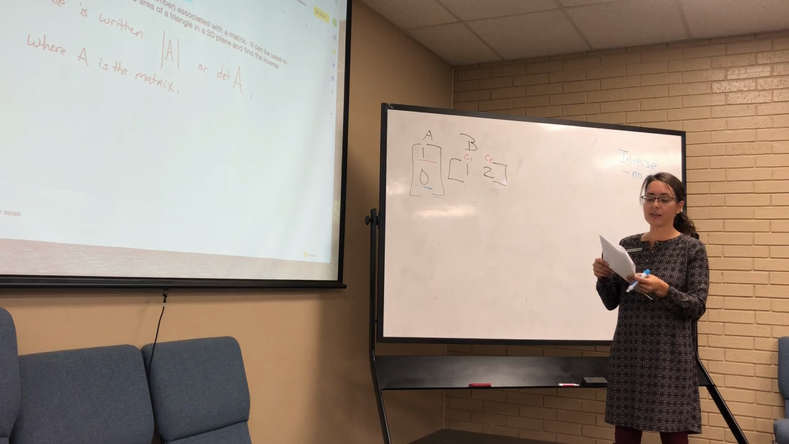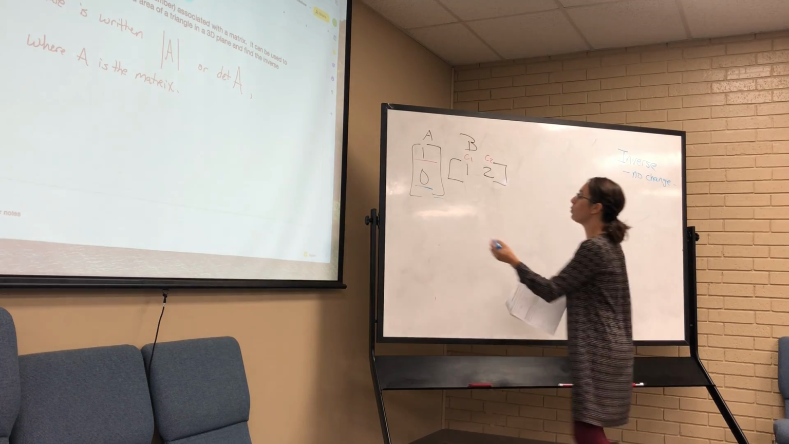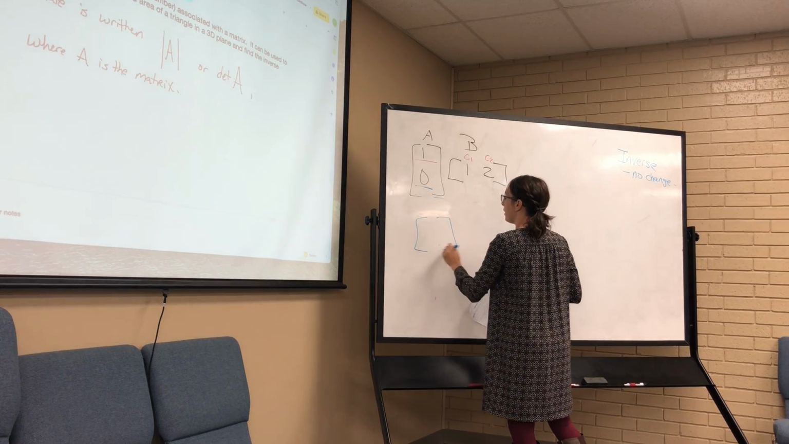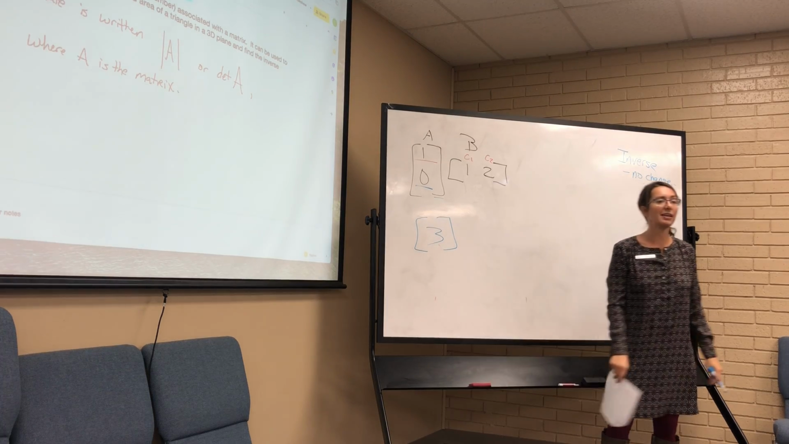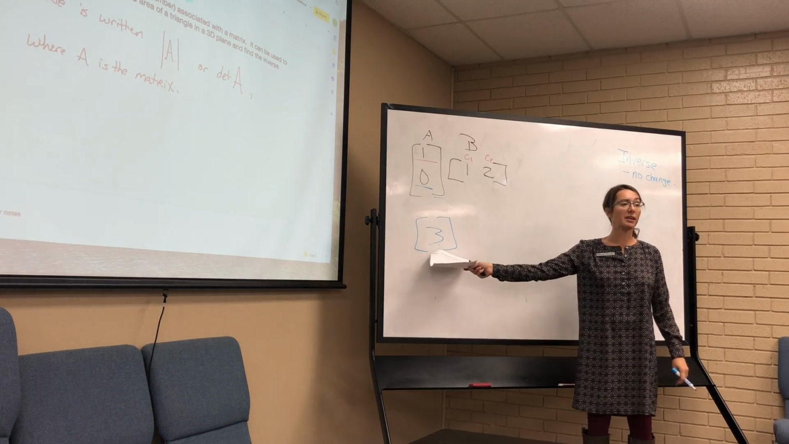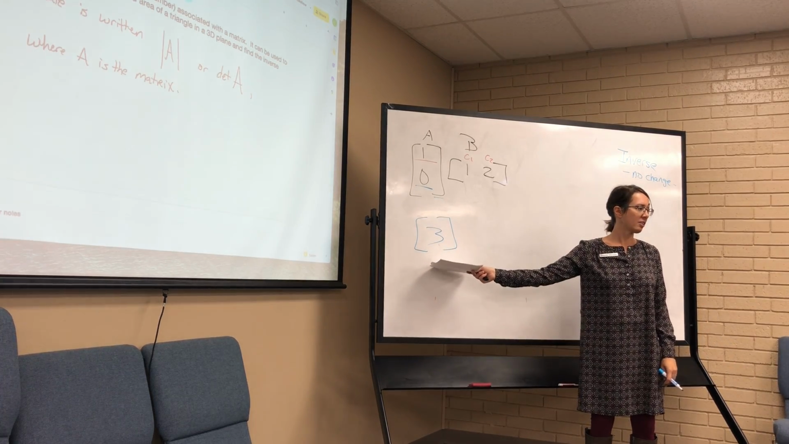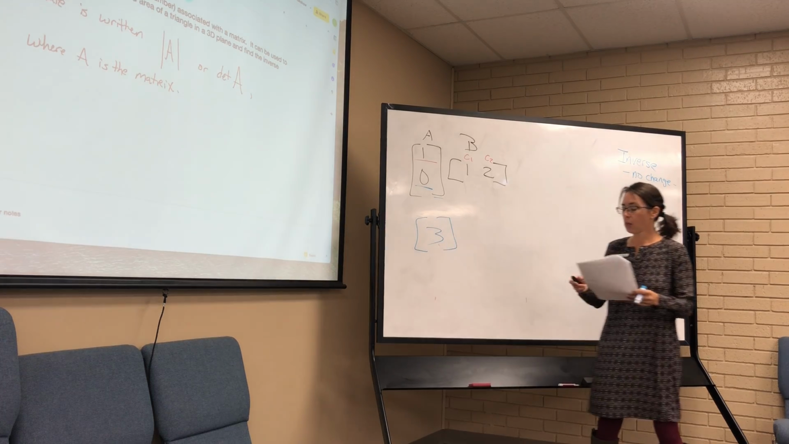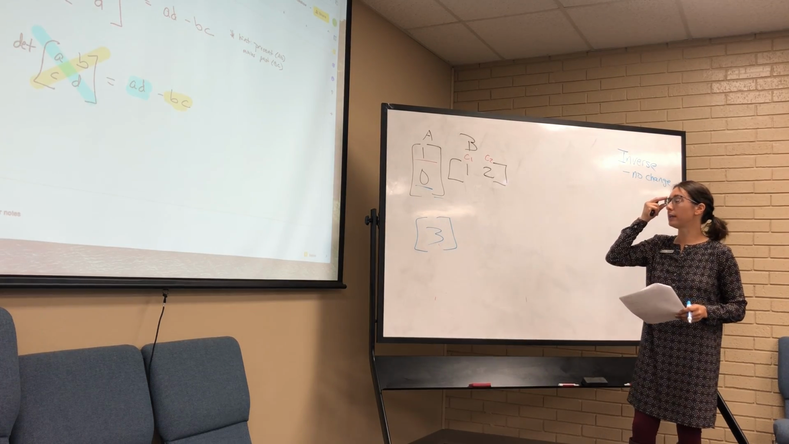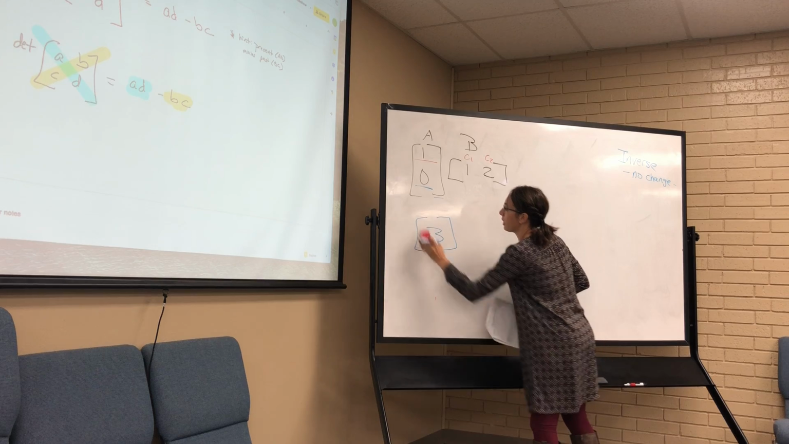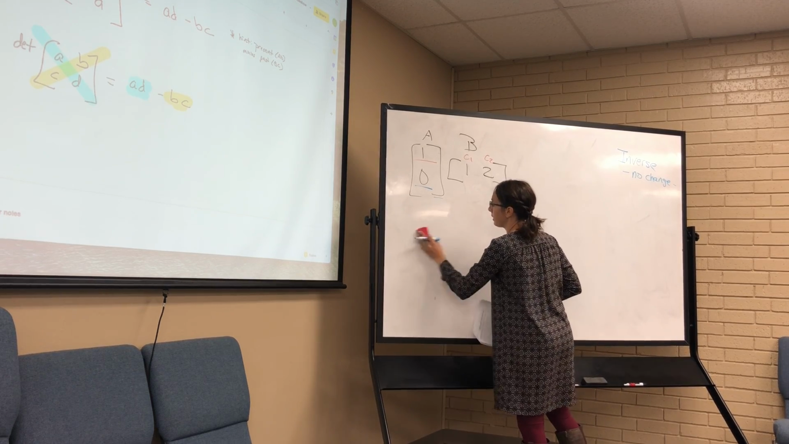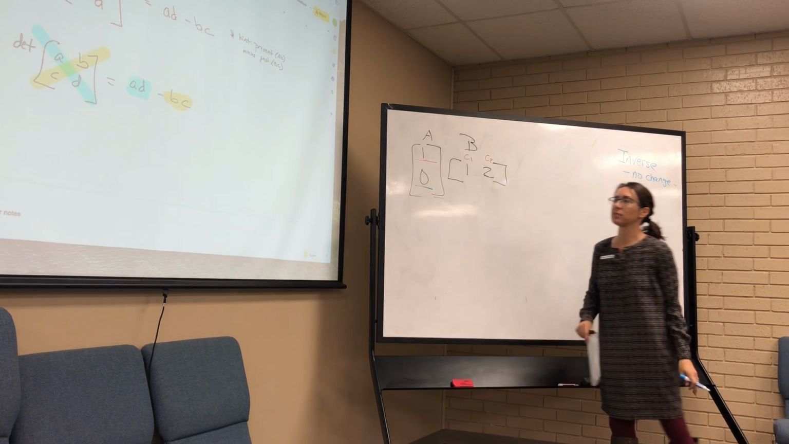So for number 1 here, if you have a 1 by 1 and you only have the number 3 inside, your determinant is that number. It's 3, okay? But when we have extra ones, there is a formula that we have to use.